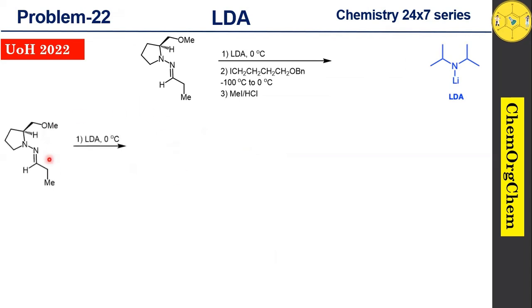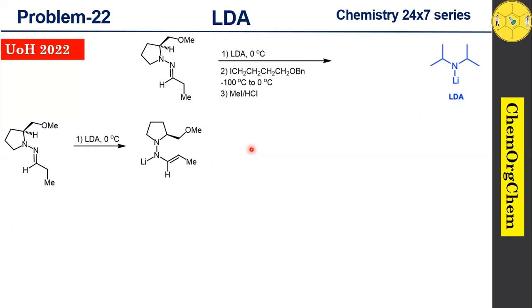The first step involves LDA. We already discussed LDA a lot on our channel. If you missed it, don't worry, you can find a link in our description box. LDA is a non-nucleophilic, sterically hindered strong base which readily abstracts protons from the less hindered side. When you come to our substrate, this side has two acidic protons. Therefore, when you use LDA, it readily abstracts one of the protons to produce the corresponding azaenolate ion.